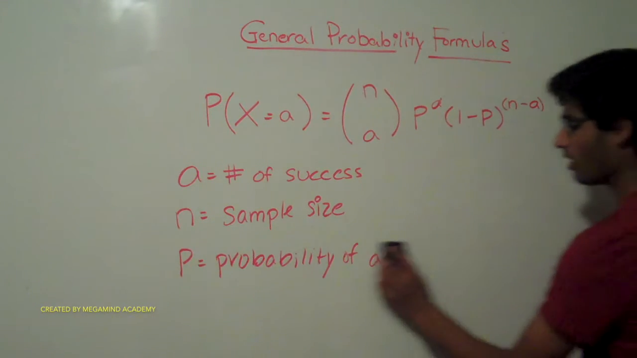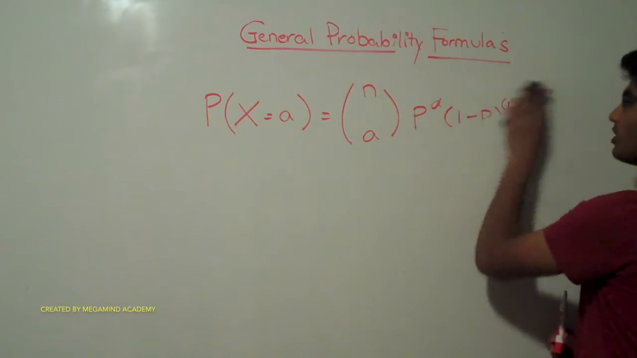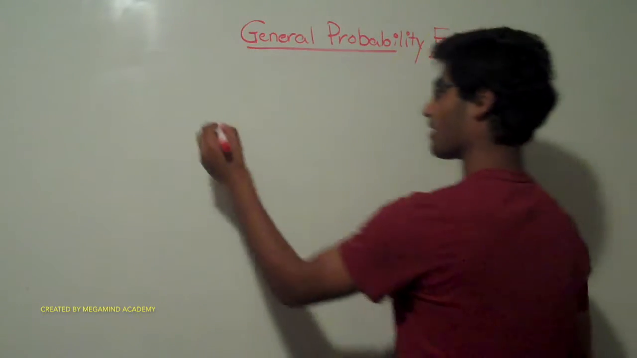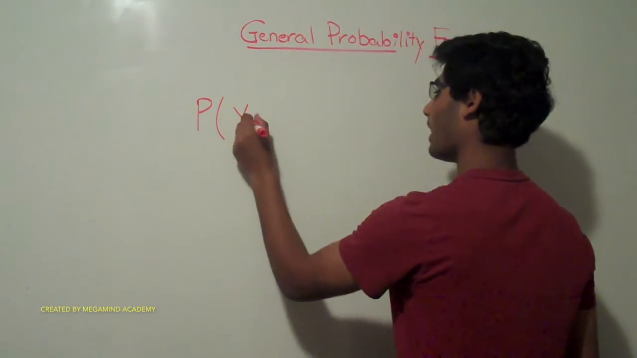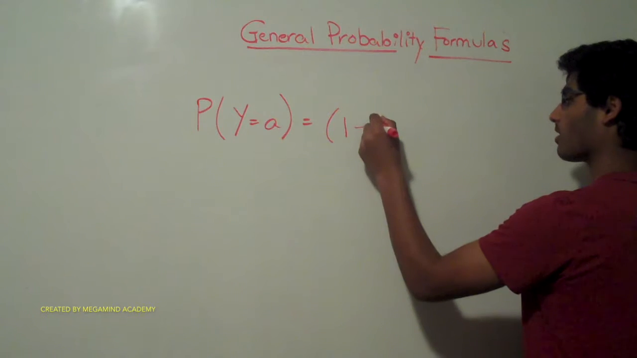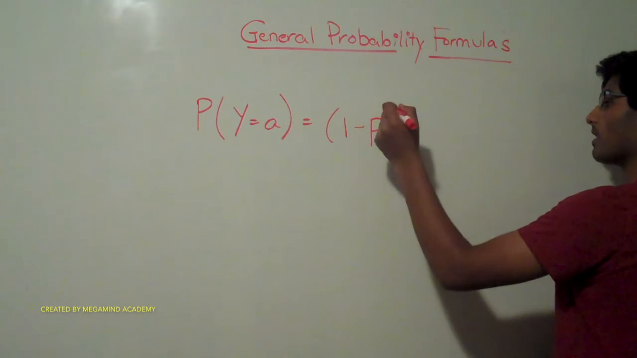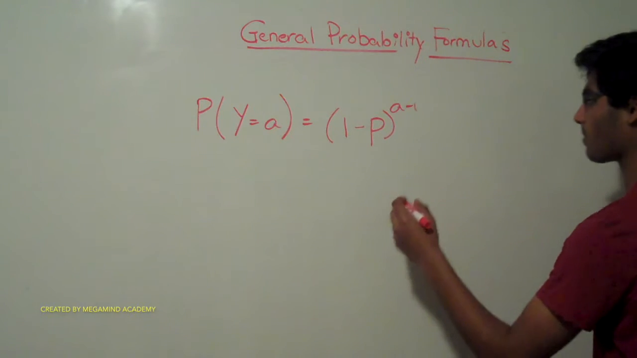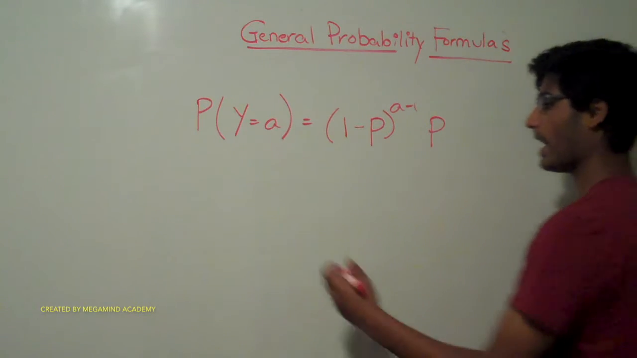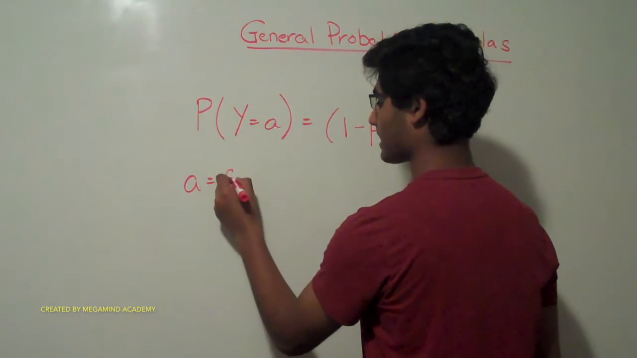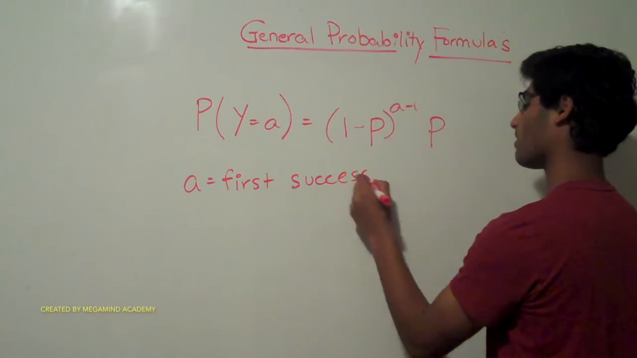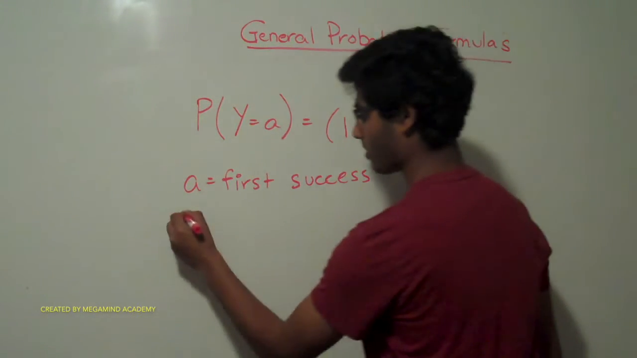The other probability is geometric probability. This one states that the probability that y equals a is equal to 1 minus p to the a minus 1 power times p. Here a means something different. A is the first time we get a success, the first success. And p is the probability of a success.